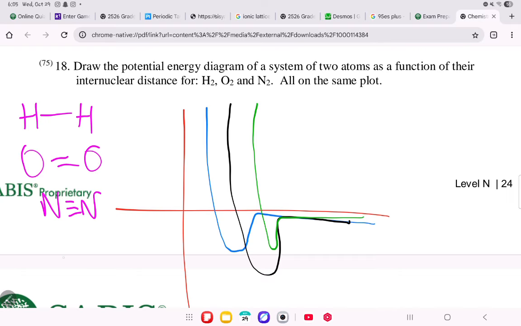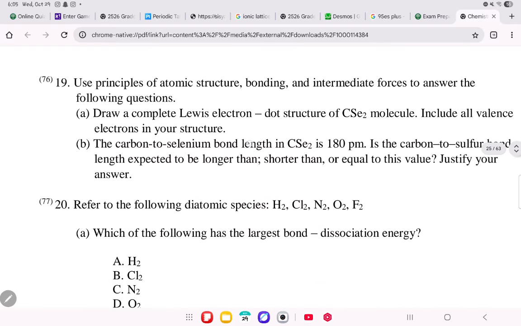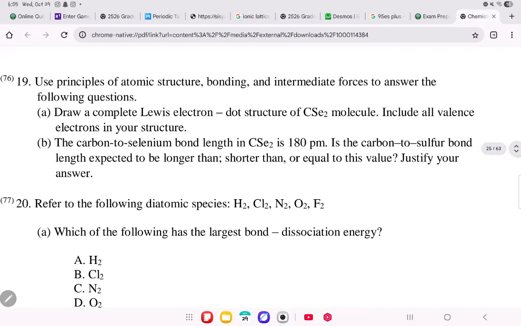We move on to question number 19. Use principles of atomic structure, bonding, and intermolecular forces to answer the following question. Draw a complete Lewis structure of, and so on. Okay, I don't want to do that. I'm just going to draw it directly. For part A, it looks like this. C double bond Se, double bond Se, and then you have here, here, here, here, okay? This is what it looks like.